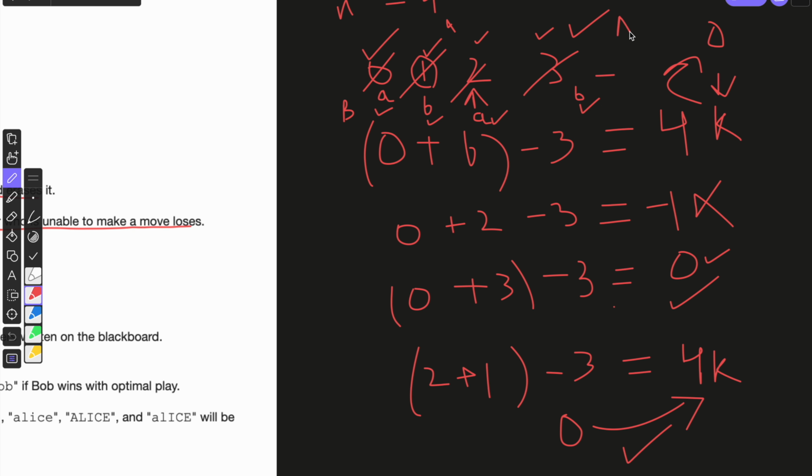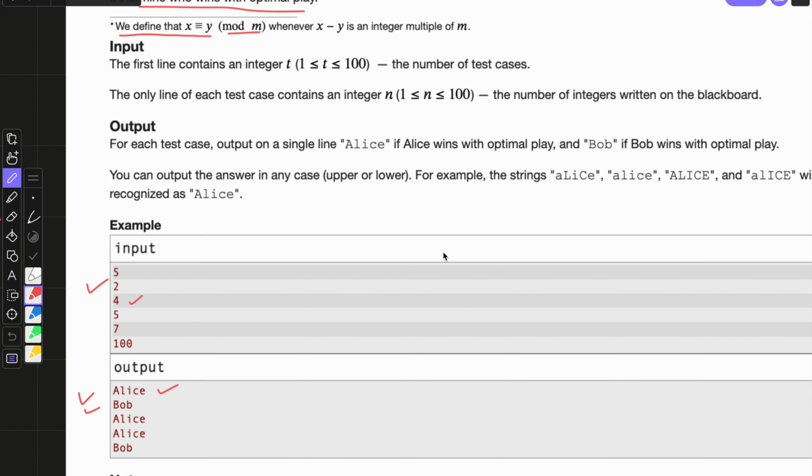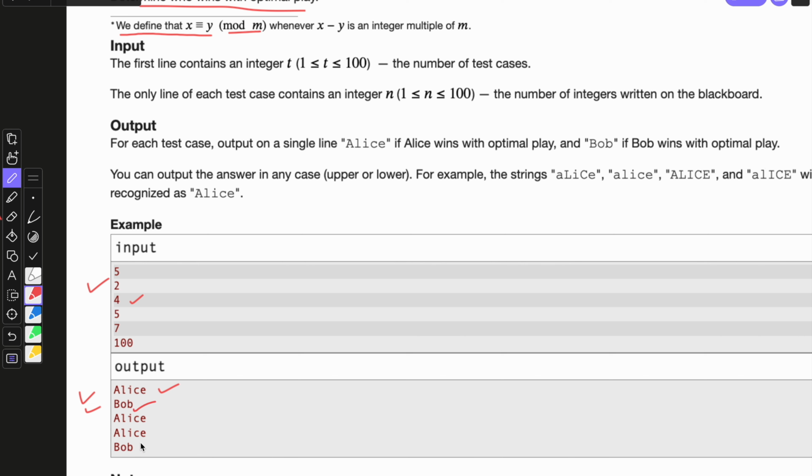And it's Alicia's turn. So Alicia would not be able to pick any number, so Alicia here loses, right? So in this test case, Bob wins. Okay, now let's see another test case here.